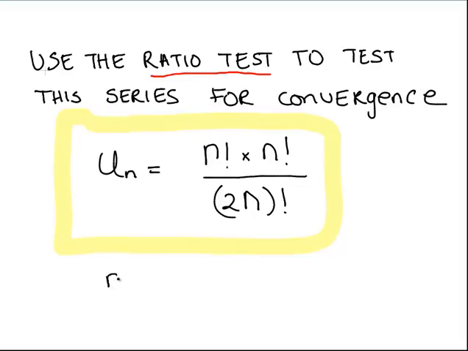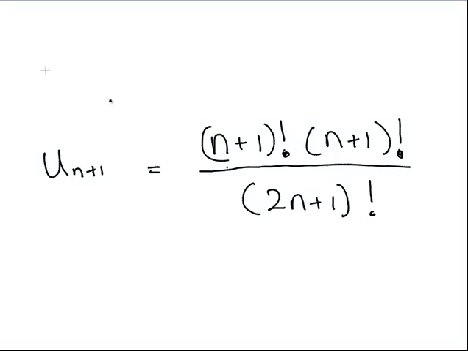So if n is equal to 4, what we'd have is 4 factorial times 4 factorial over 8 factorial. So it doesn't cancel out easily. 2n factorial, so it's 8 factorial. The first thing we're going to do is calculate u of n plus 1.